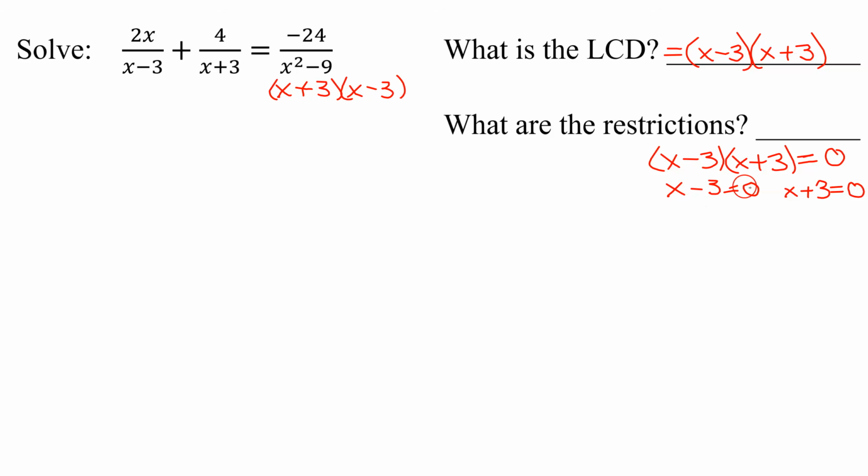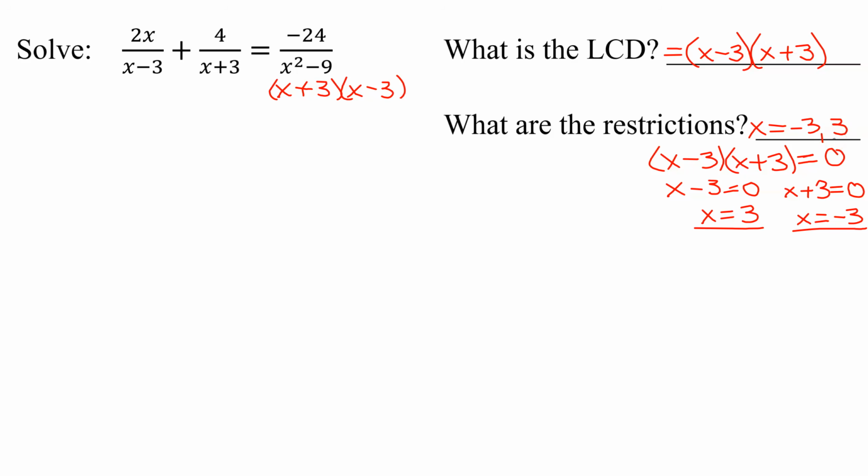The first one, x minus 3 equals 0. Add 3 to both sides. I get x equals 3. The second one, x plus 3 equals 0. Subtract 3 from both sides. I get x equals negative 3. So what are my restrictions? We know that x cannot equal negative 3 and positive 3.